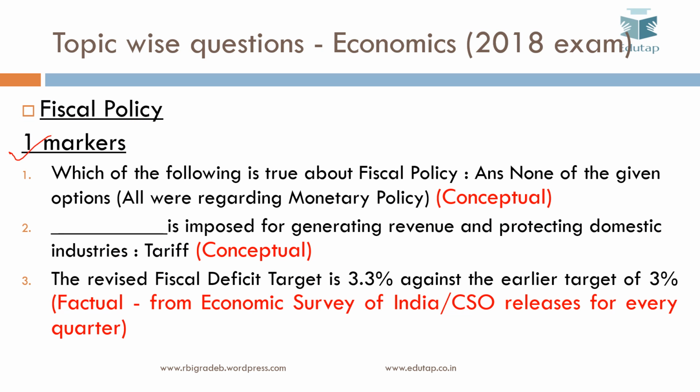Next, friends, 1 markers from fiscal policy chapter. Which of the following is true about fiscal policy? Again, you need to have an understanding about fiscal policy, right? Dash is imposed for generating revenue and protecting domestic industries. It is tariff. Again, a conceptual question. The revised fiscal deficit target is 3.3% against the earlier target of 3%. So again, this is a fact-based question, okay, and this was a very prominent data point in the union budget.